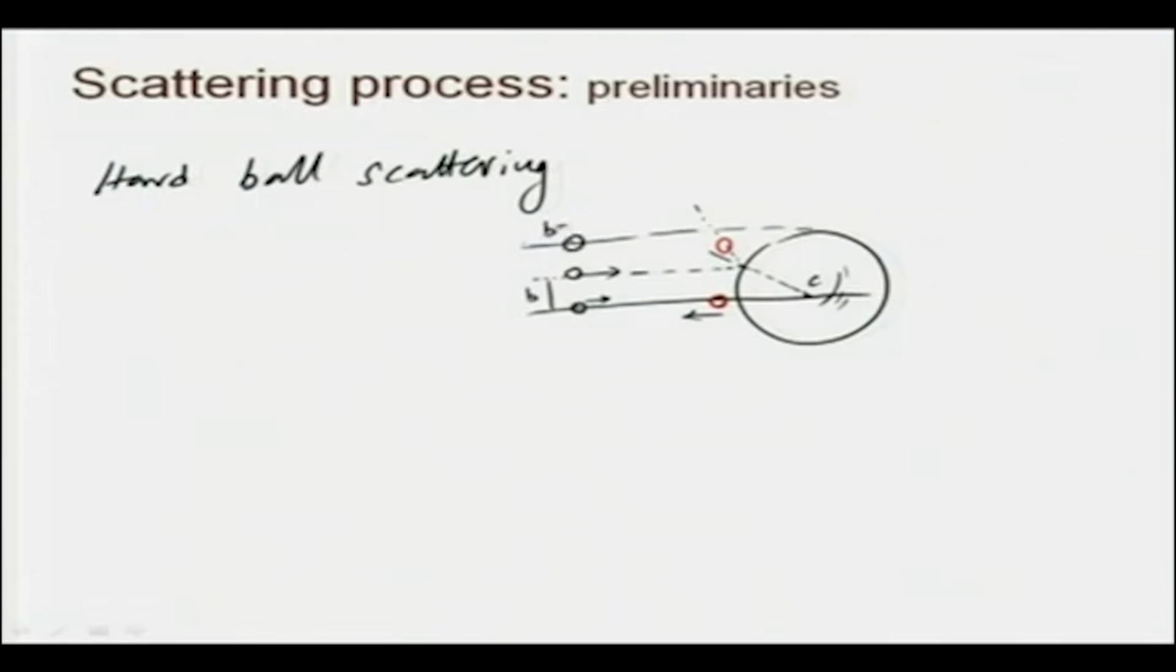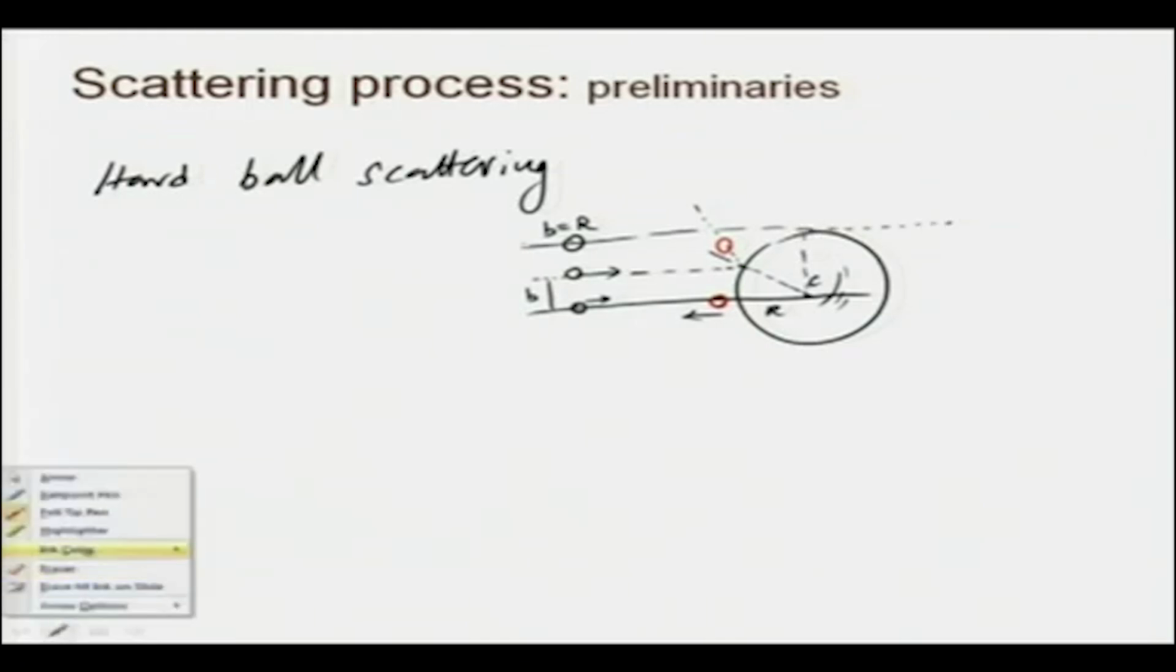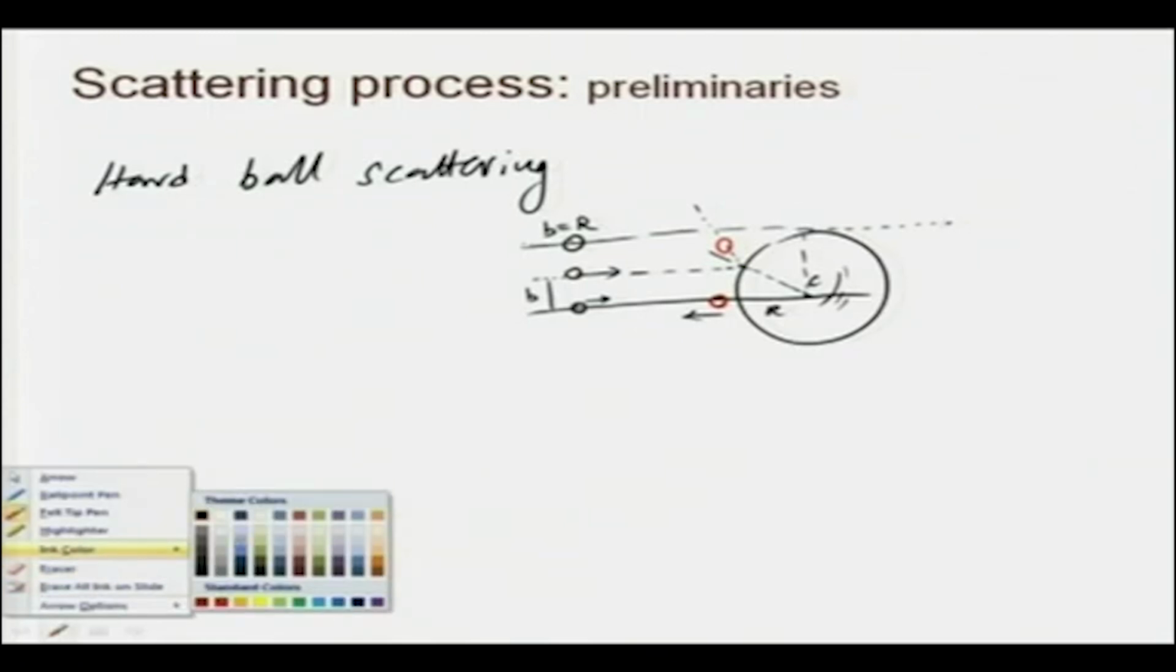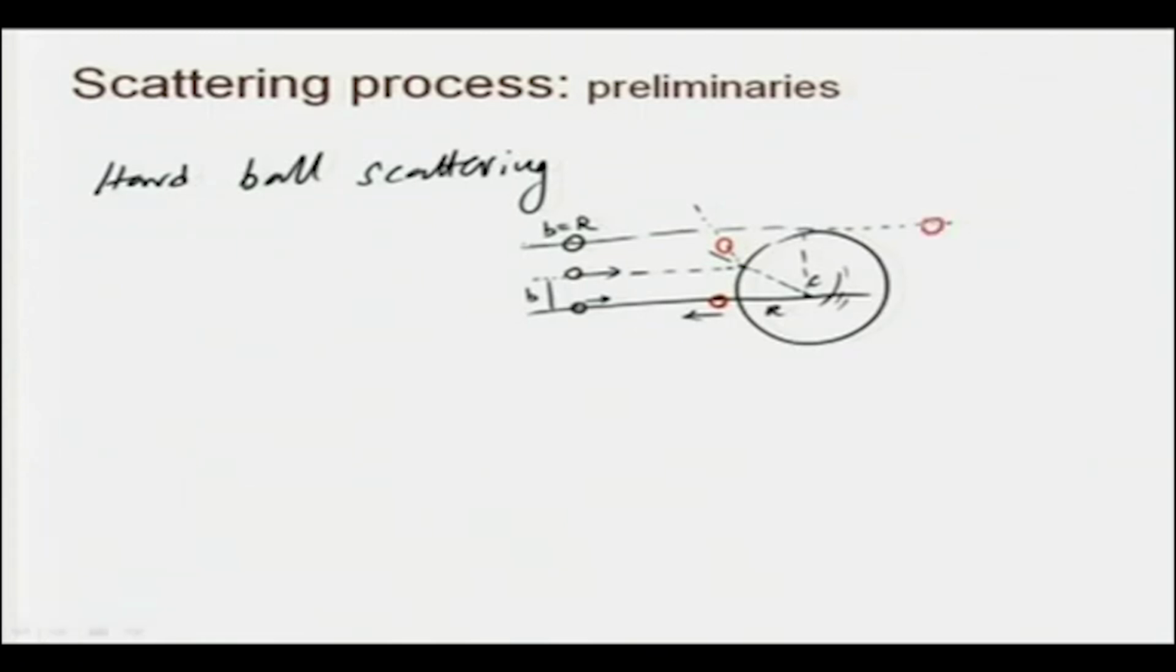So, in this case b is equal to R, which is the radius of the sphere. In that case, it just grazes and passes unscattered. So the scattered one is basically not scattered, it moves on in the same direction. Now this is what usually happens in the case of hard ball scattering. Depending on the direction of the momentum and the initial conditions, the ball will scatter in different directions, all right.